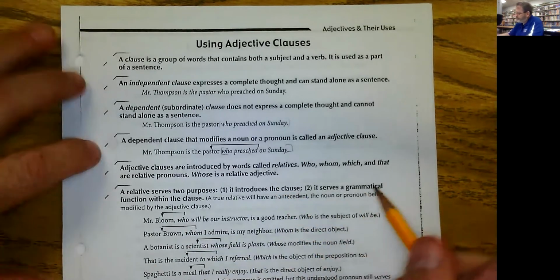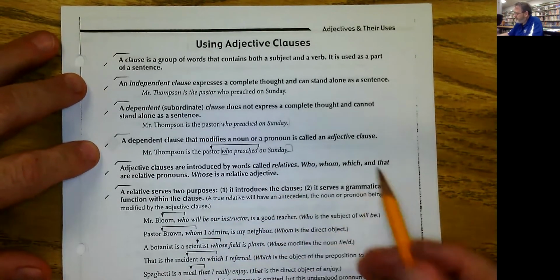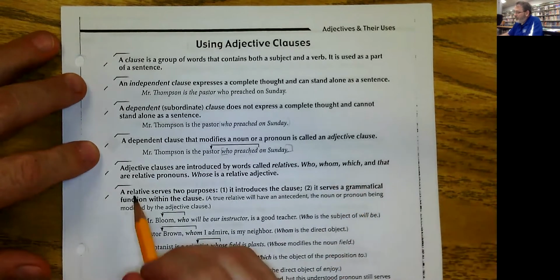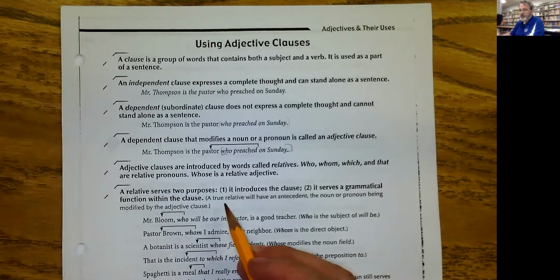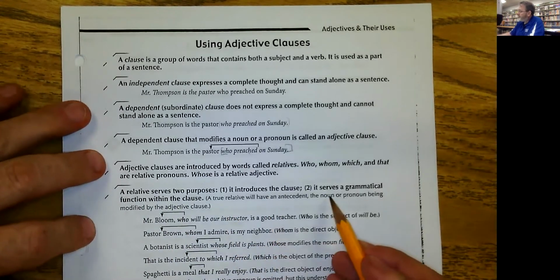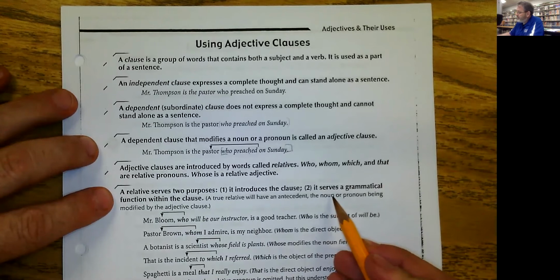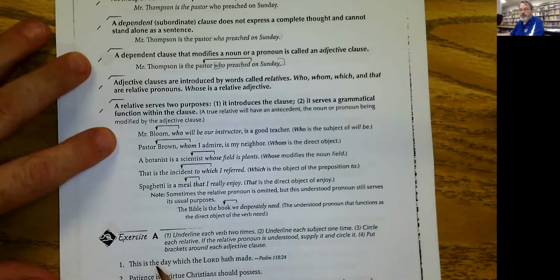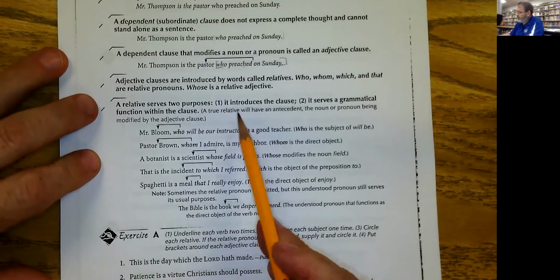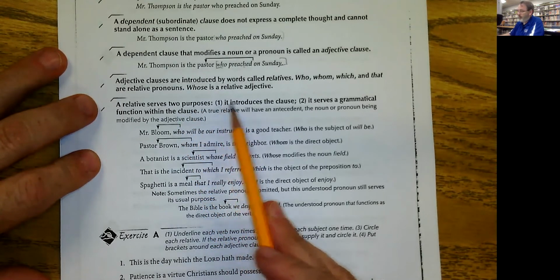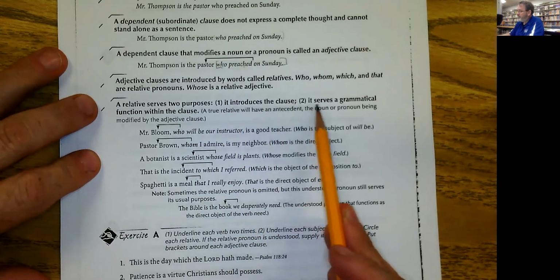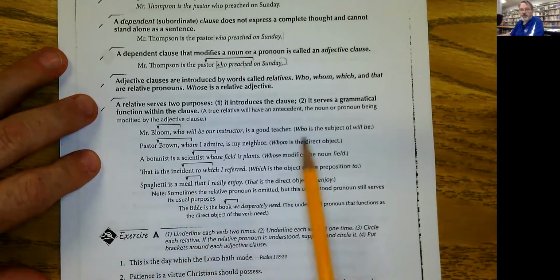So, okay. Adjective clauses are introduced by words called relatives. Who, whom, which, and that are relative pronouns. Whose is a relative adjective. A relative serves two purposes. It introduces the clause, and it serves a grammatical function within the clause. So if I were to ask you on the homework assignment, that is a quiz that you take after you do this work, what are the two purposes of a relative? One answer is it introduces the clause. The other answer is it serves a grammatical function within the clause.